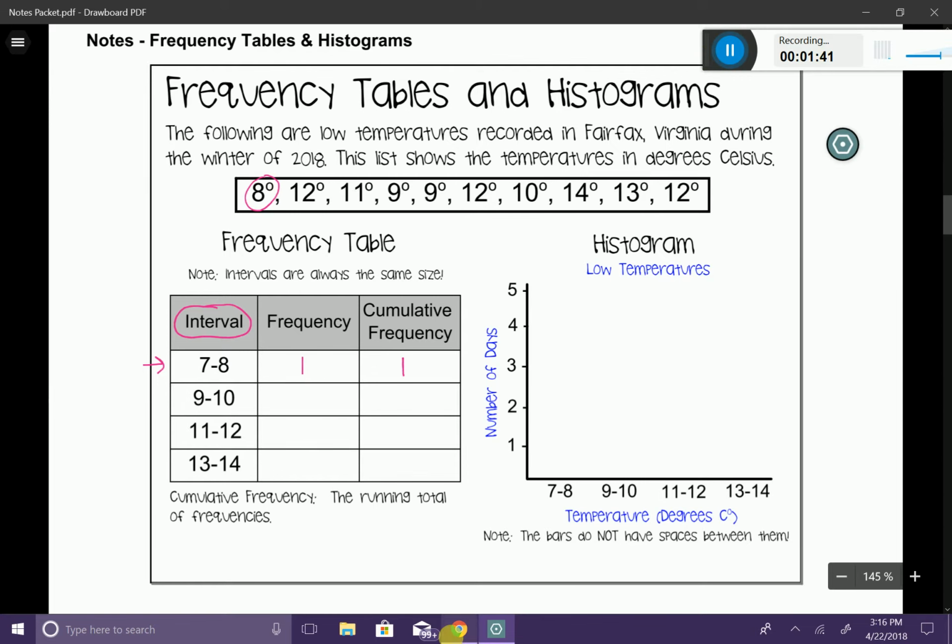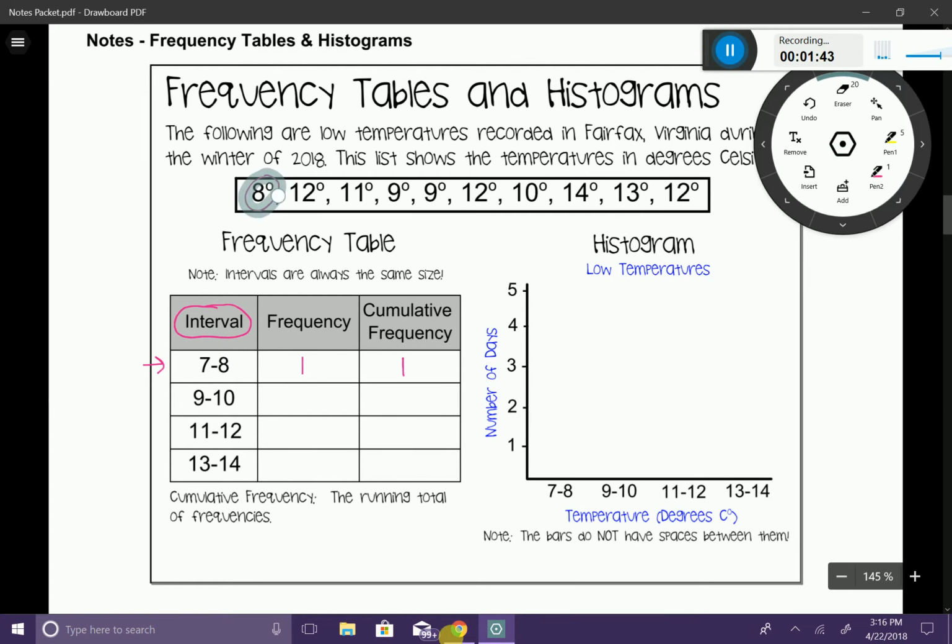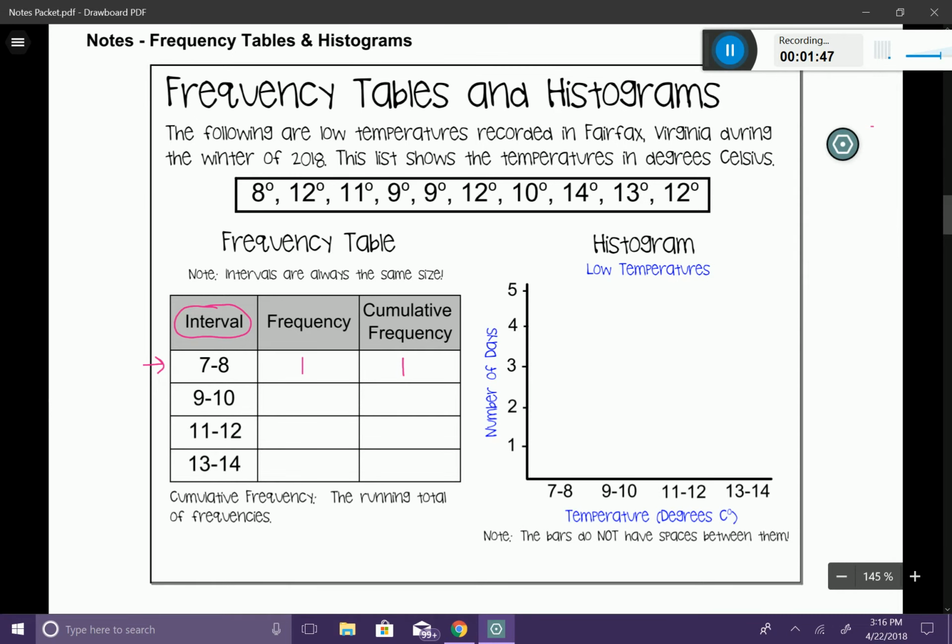Okay. Now I'm going to erase this up here. Let's determine how many numbers are between the interval 9 and 10. It looks like I have 1, 2, and 3. So I'm going to say that my frequency is 3. Now for my cumulative frequency, we know that the word cumulative means that we're not only taking the number that we have now, but we're adding the previous numbers to it.